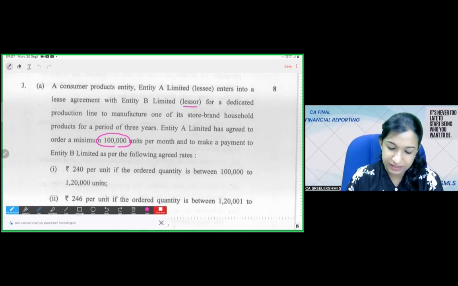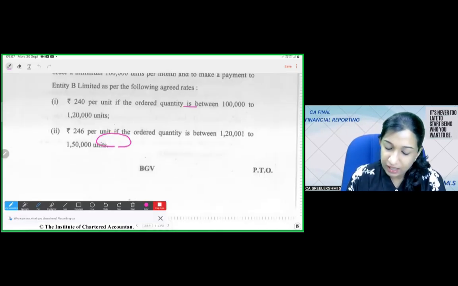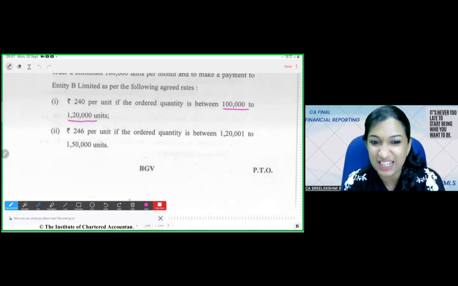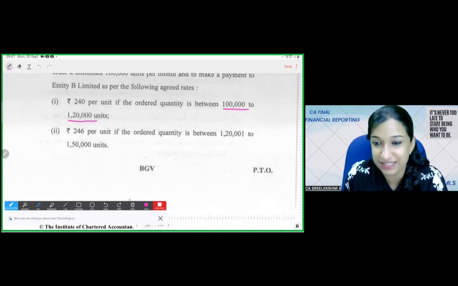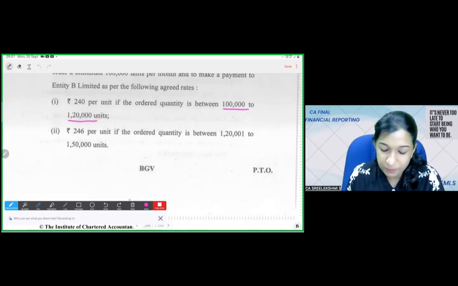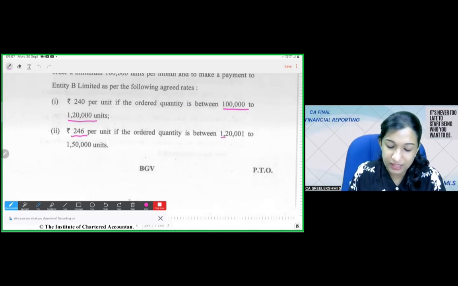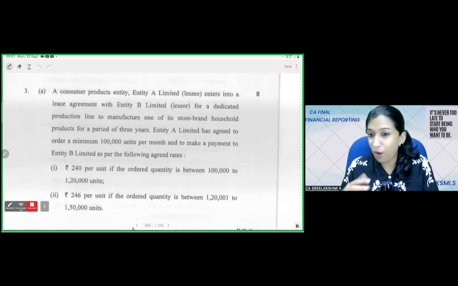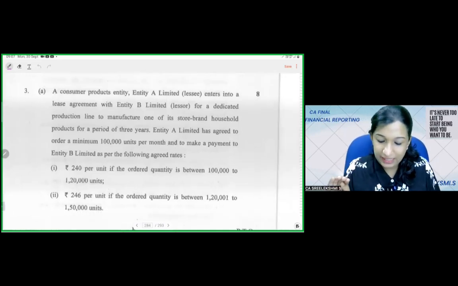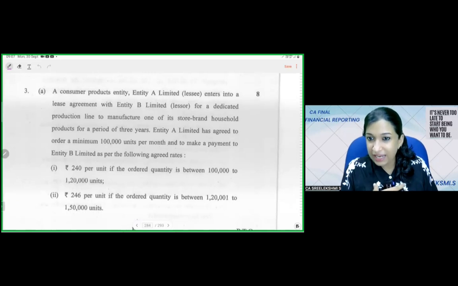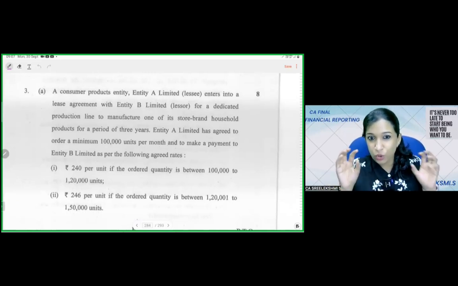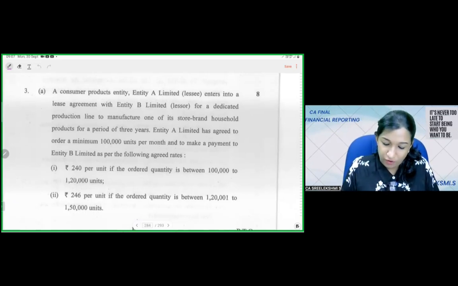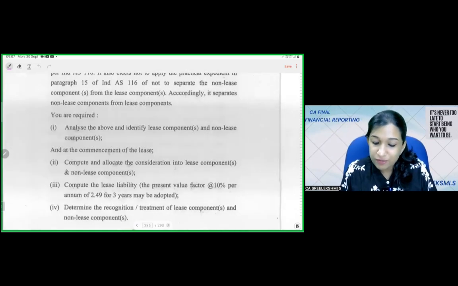What are the agreed rates? 240 per unit if the ordered quantity is between 1 lakh and 1 lakh 20,000. Variable consideration, will you feel, oh, is it like variable consideration? But see, 246 per unit if the ordered quantity is between 1 lakh 20,000 and 1 lakh 50,000 units. Okay, so fine. Some household products are manufactured by Entity B Limited. Entity A Limited has agreed to purchase them at 240 rupees from 1 lakh to 1 lakh 20,000, and 246 for 1 lakh 20,000 and above, as per the terms of the agreement.